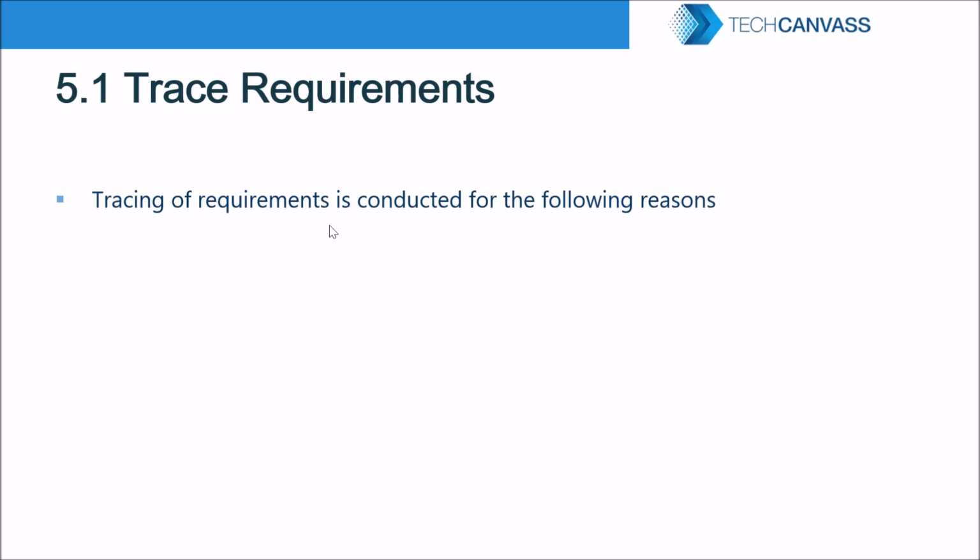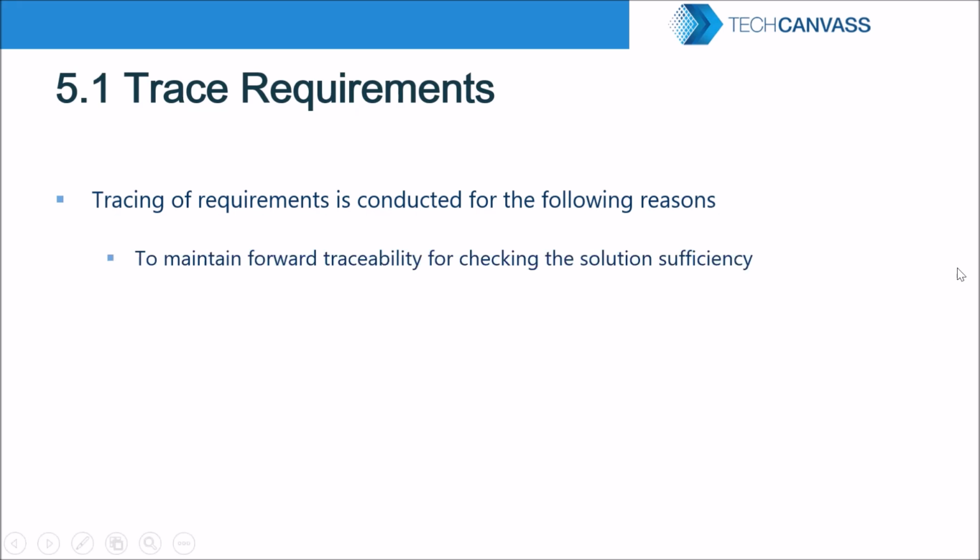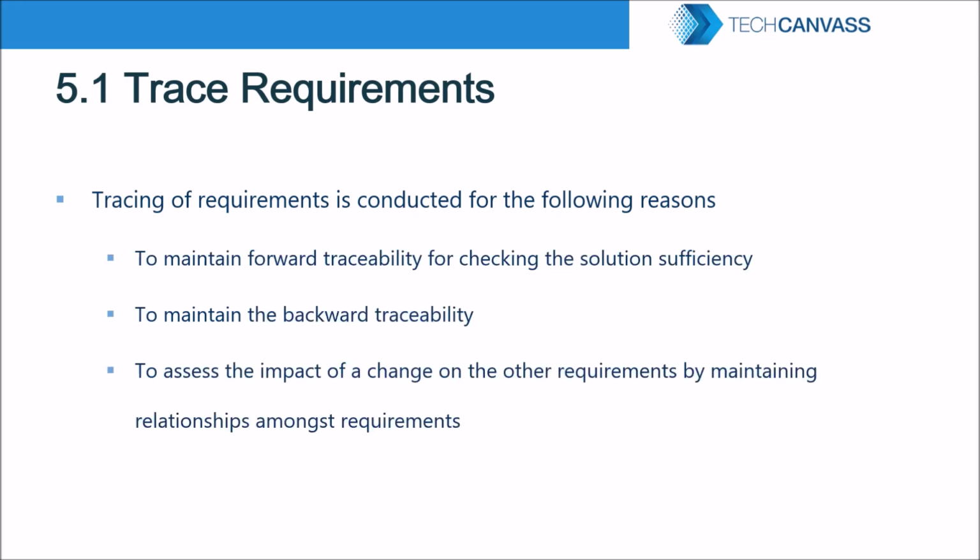So tracing requirements is one of the tasks in the knowledge area called requirement lifecycle management. So what do we mean by tracing of requirements? Tracing of requirements has multiple purposes, and forward and backward traceability are one of the important features in the management of requirements. What do you mean by forward traceability? What do you mean by backward traceability? We are going to understand it very soon.